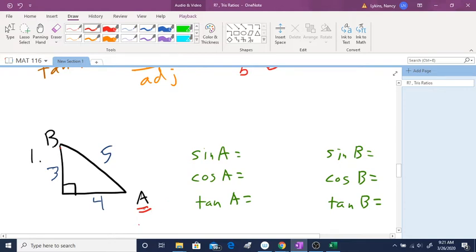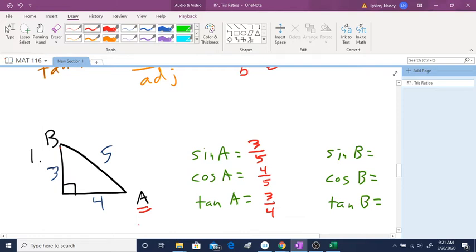Okay, so from the perspective of A, sine is always opposite. Opposite is 3 over the hypotenuse, which is c. In this case, it's 5. So this is all I'm looking for, 3 over 5. Cosine is adjacent, which is the other side that's not the c, that's touching the angle A, which in this case is 4. So it's 4 over the hypotenuse, which is 5. And finally, the tangent is the opposite, which was 3, over the adjacent, which is 4, so it's 3 over 4.